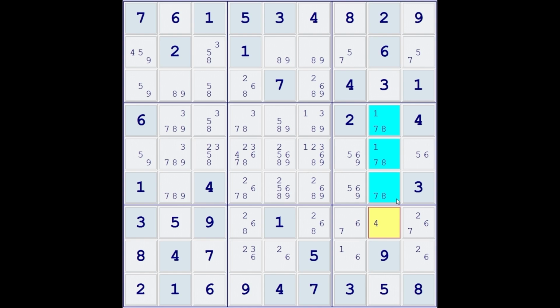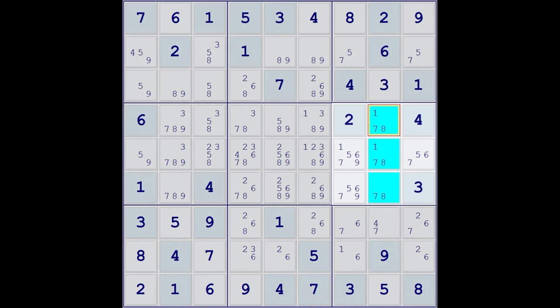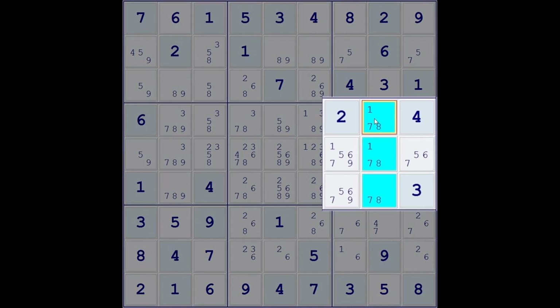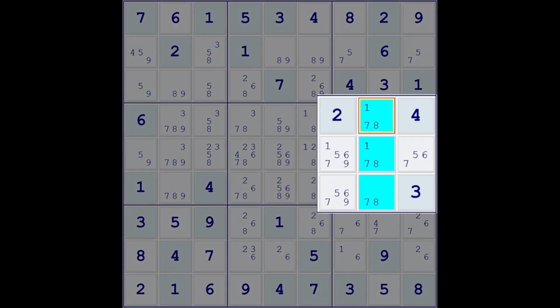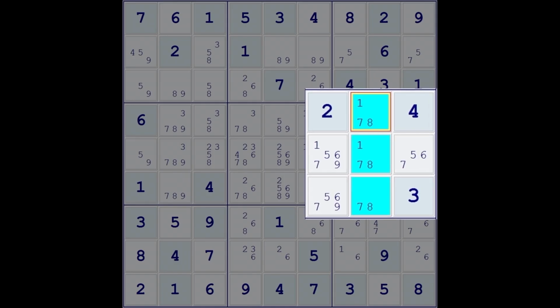Let me go back, I am going to put back all these pencil marks, and we are going to see the explanation of why this can be done. Explanation time. In order for you to understand it in the simplest way, let's imagine the 3 possible cases that can happen in this cell, for example. Here we have the 1, the 7, and the 8 as candidates. Let's imagine what happens if we place the number 1.